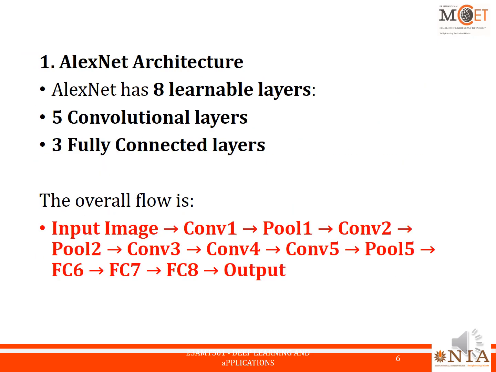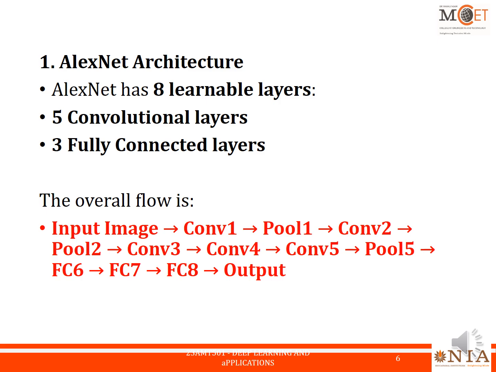So this is the AlexNet architecture. AlexNet has 8 learnable layers, that means trainable layers. Of these 8 learnable layers, 5 are convolution layers and 3 are fully connected layers. The overall flow of AlexNet starts from the input image. The image is passed to convolution layer 1. After convolution layer 1, a pooling layer is applied, which reduces the dimension of the image.